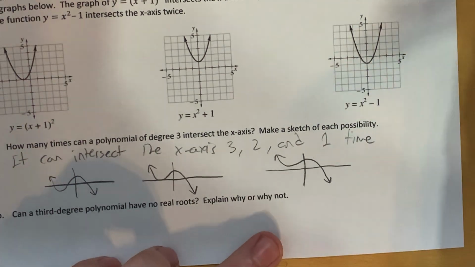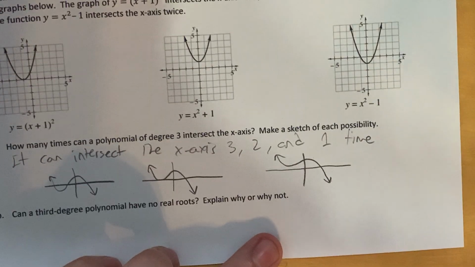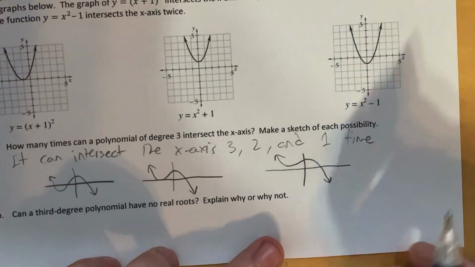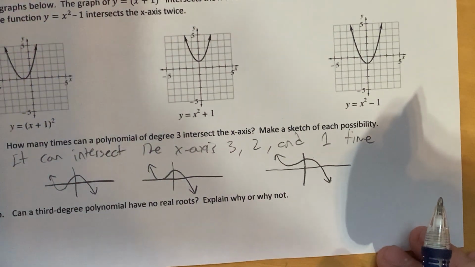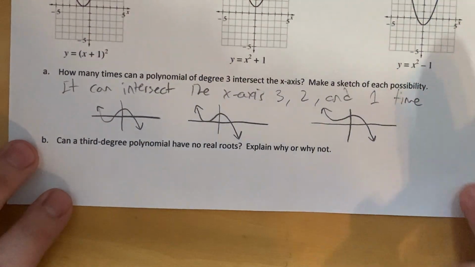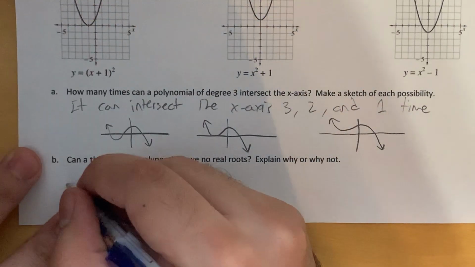A degree 3 polynomial will always have at least one intersection across the x-axis, or it isn't a degree 3 polynomial. And that's what part B is talking about. Part B is asking, can a 3rd degree polynomial have no real roots? And the answer is no.